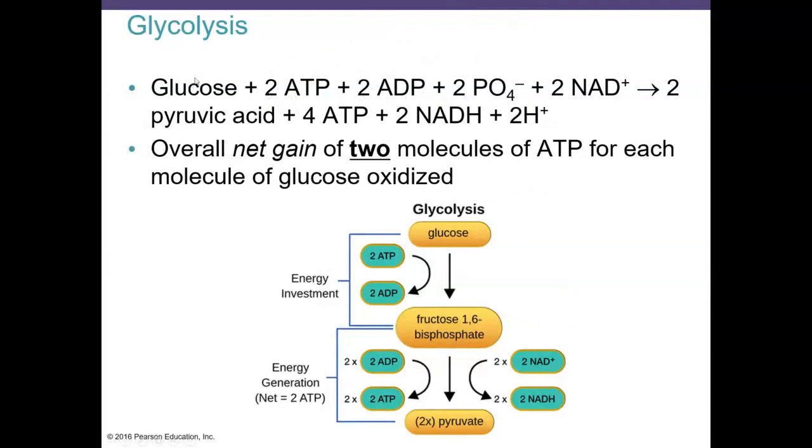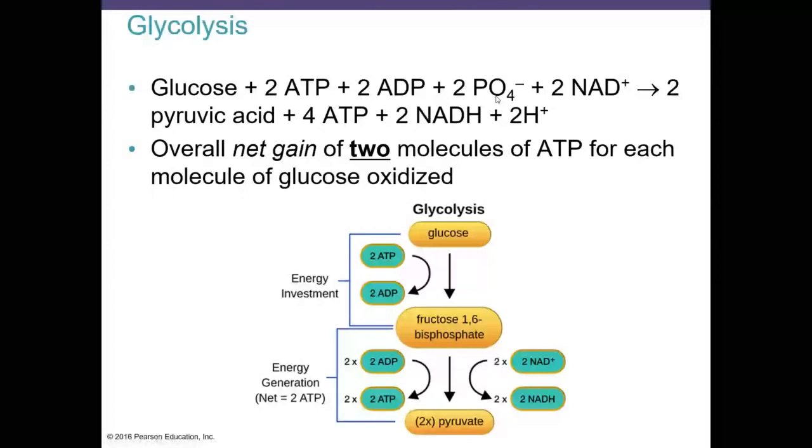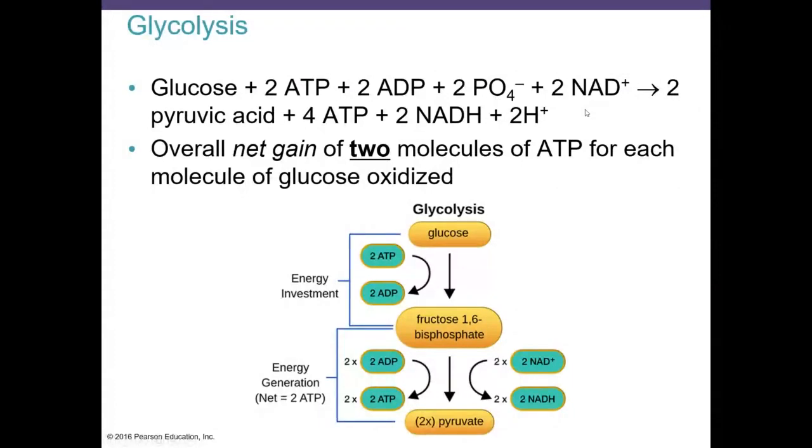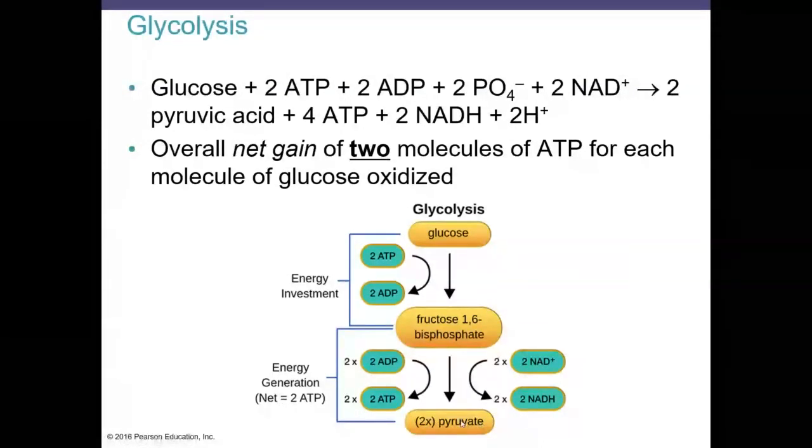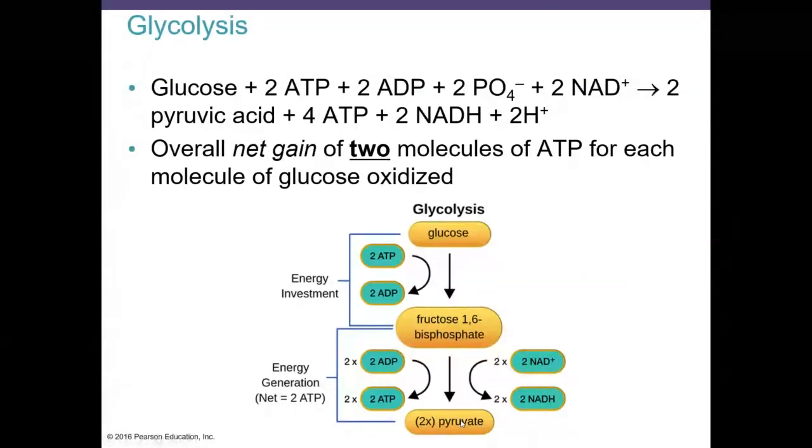All right, so again, this is glycolysis. This is kind of a long version of it. So glucose plus 2 ATP plus 2 ADP plus 2 phosphate plus 2 NAD+ gives us 2 pyruvic acids, 4 ATP, 2 NADH, and 2 hydrogen ions. But again, this is the energy investment or the preparatory stage we put into, and then we get 4 out down here for a net gain of 2. And then we have these pyruvate molecules that still contain a lot of energy that can then go either into fermentation if we're in an anaerobic environment or aerobic respiration if we're in an aerobic environment.